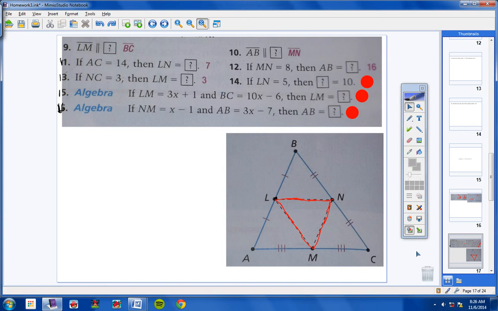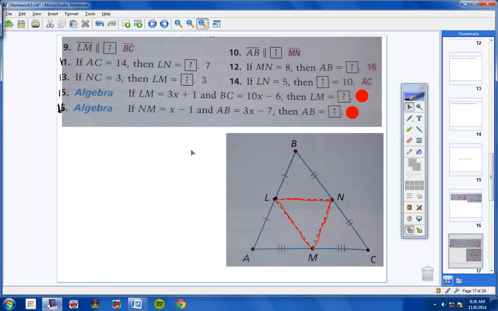Okay, number 14. LN equals 5. Right here. LN equals 5. Then what equals 10? What segment equals 10? Well, students, LN is a mid-segment parallel to the side here. And we know the parallel side is going to be twice as big as the mid-segment. So if this is 5, then AC would have to be 10. Okay? So segment AC is what equals 10. And here it is right here, AC.